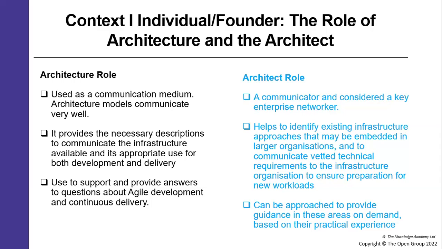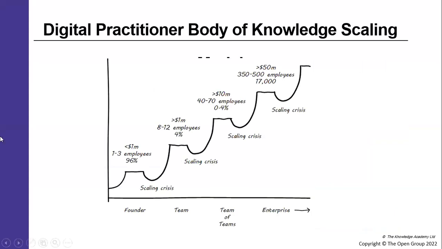What is the second level called? Scaling's second level is called team. What is the first level called? The first is called founder. So: founder, team, team of teams, enterprise. You can get this question on the levels.